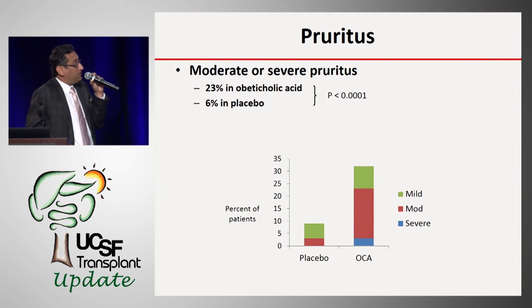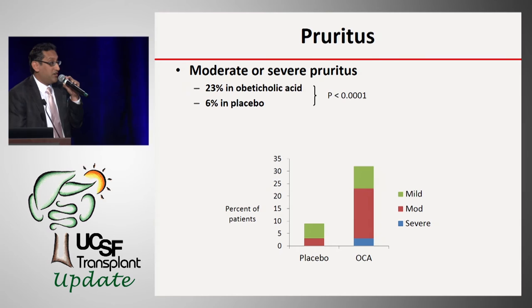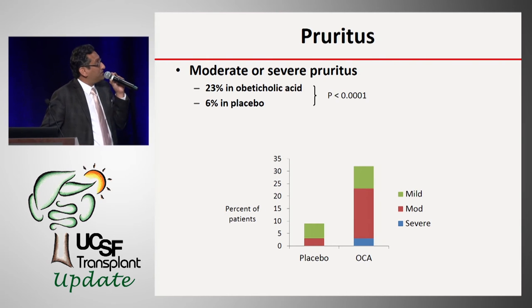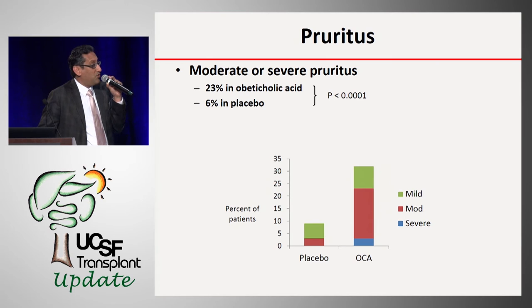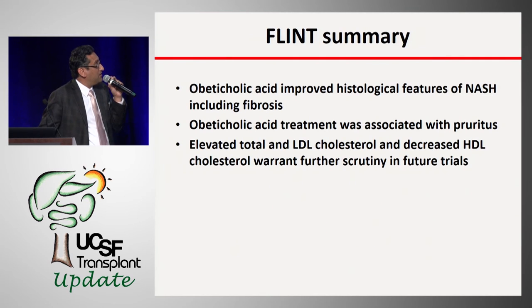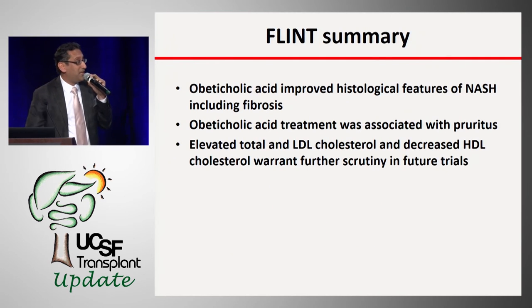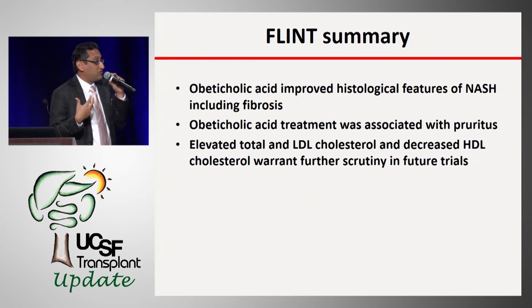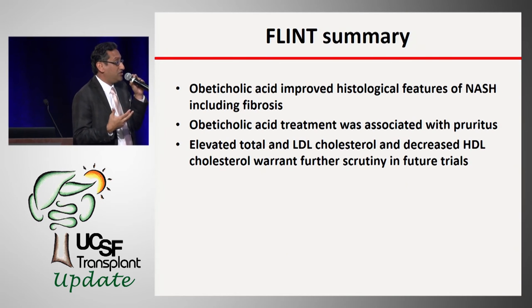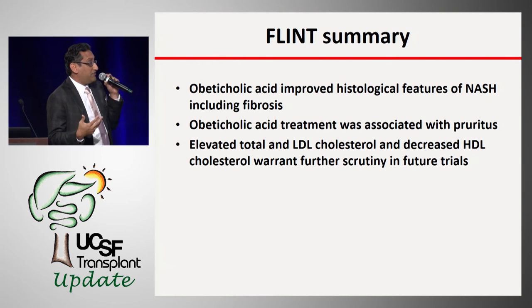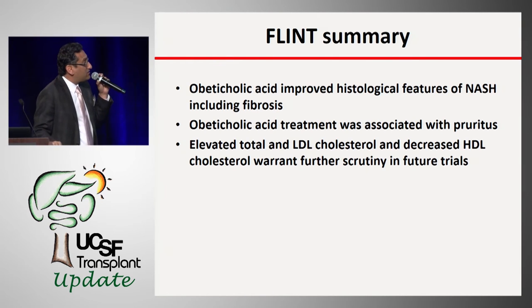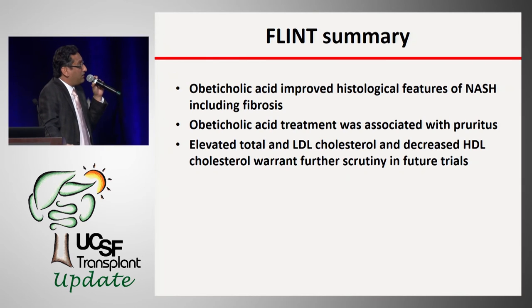The major problem with obeticholic acid was severe pruritus. 23% of patients in the obeticholic arm versus 6% in placebo had pruritus. So the summary for FLINT is that it does improve the histological features of NASH, including fibrosis, but obeticholic acid was associated with pruritus. It does cause an increase in total and LDL cholesterol and a decrease in HDL cholesterol, which we need to understand a little better.